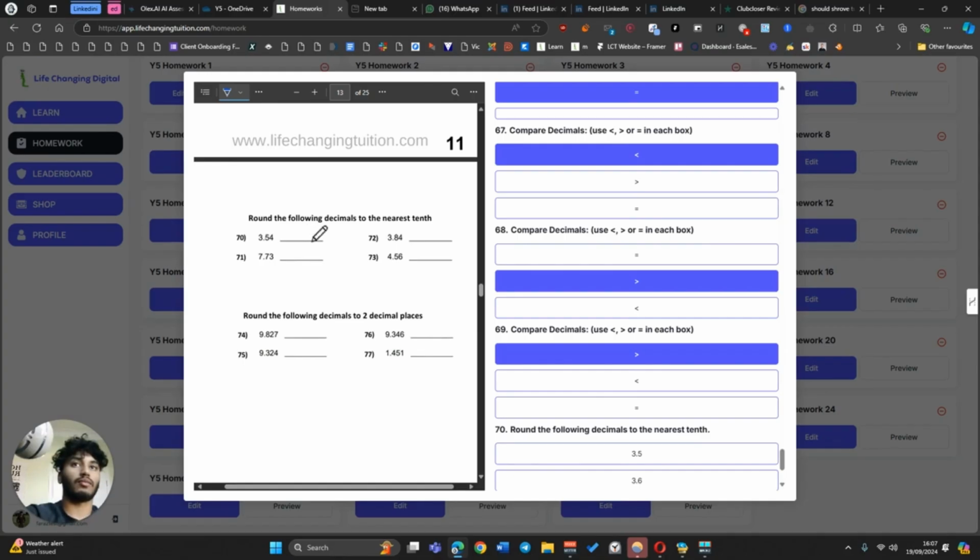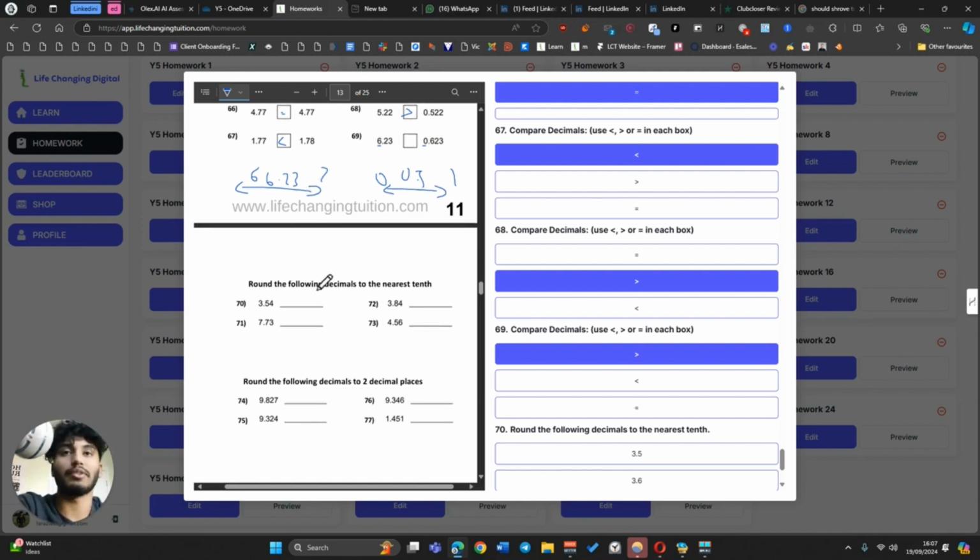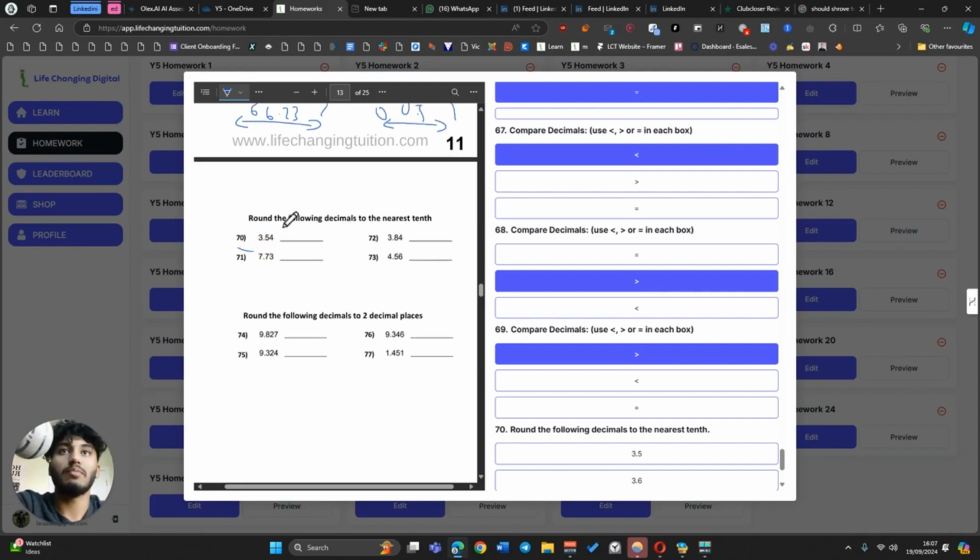Alright, question 70. A quick one on that. Easiest way to think of this is 0 point something is somewhere in between 0 and 1. Right? 0.5 is in between 0 and 1. 6 point something is in between 6 and 7. So which one is bigger? Obviously this one, because this is much smaller. Hopefully that makes sense.